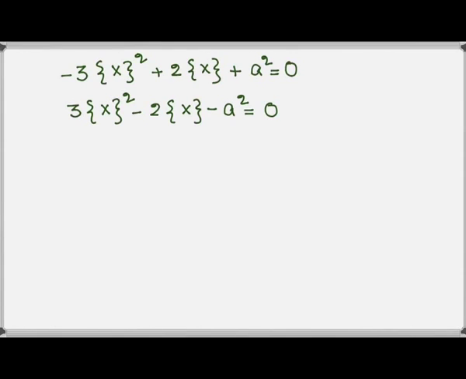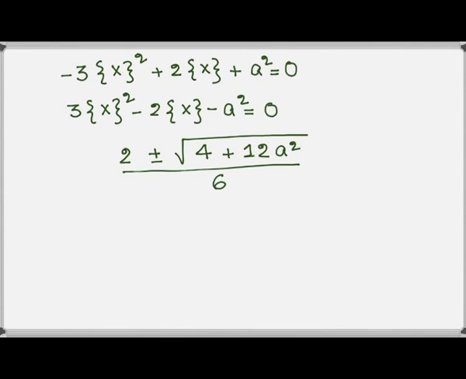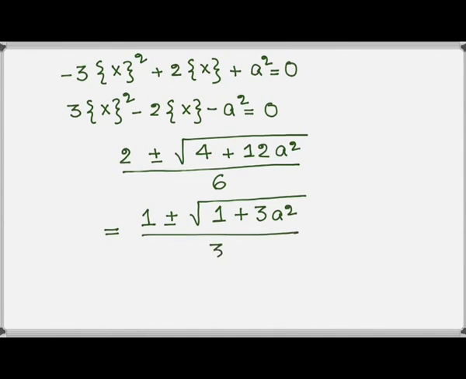Now solving this equation we get the possible choices for the fractional part of x, and they are 2 plus minus square root of 4 plus 12a square, divided by 6. After simplifying, this is equal to 1 plus minus square root of 1 plus 3a square, divided by 3. Now note that 1 plus 3a square is strictly bigger than 1, as we have a is not equal to 0.